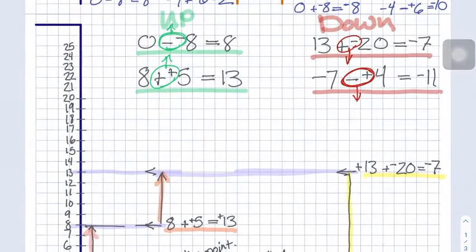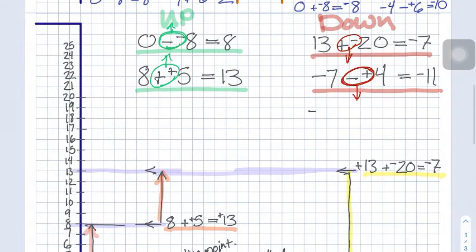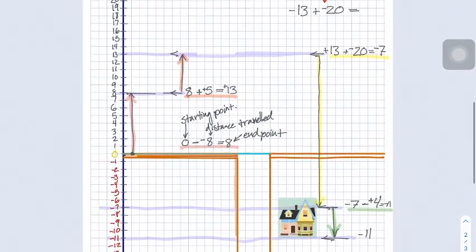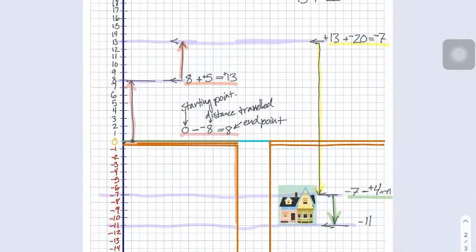It is still going down if I have negative 13 plus negative 20. It doesn't equal the same thing. This one's actually going to equal, well, let's look. If I started at negative 13, that would be me starting all the way down here at the bottom. So if I started at negative 13 and I was going down because it's subtracting 20, I would go down 20. I would go down all the way to negative 33.